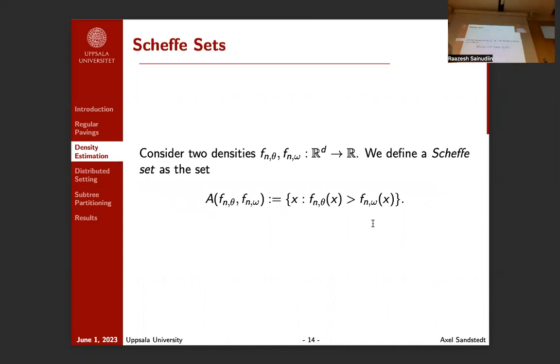Now, the histogram produced by the Markov chain is not the one we will be using as the final estimate. So we need some more definitions before we can go into that. If we have two densities, f theta and f omega in d dimensions, then we define a Scheffé set between them as the set where f theta is larger than f omega. And we can also define a second one where f omega is larger than f theta.